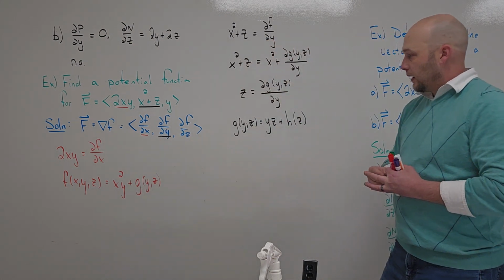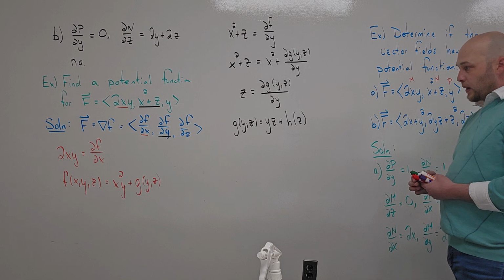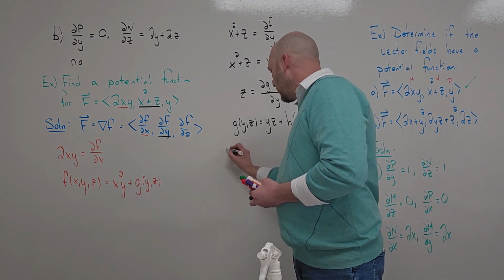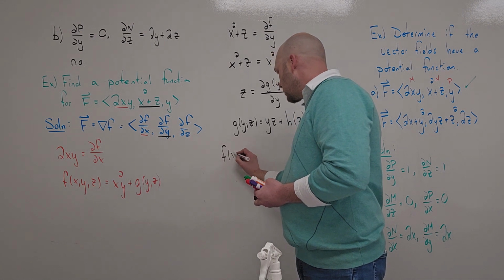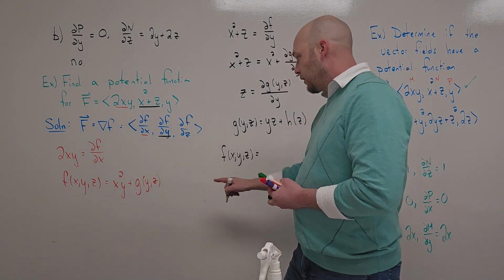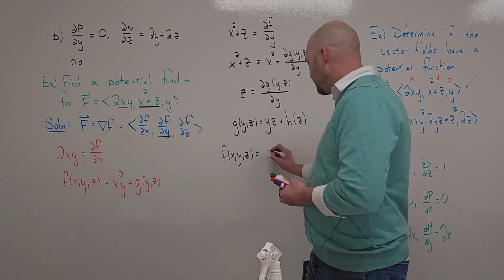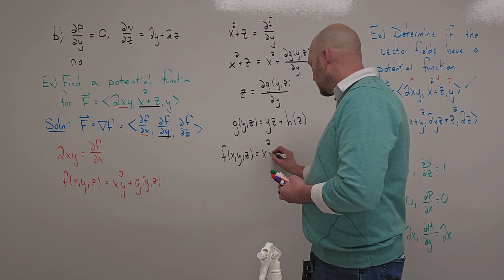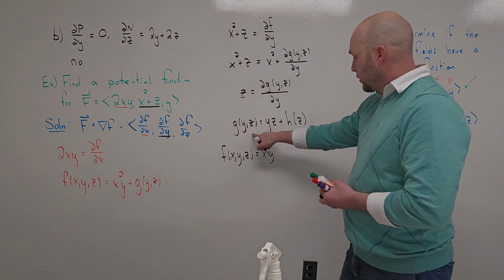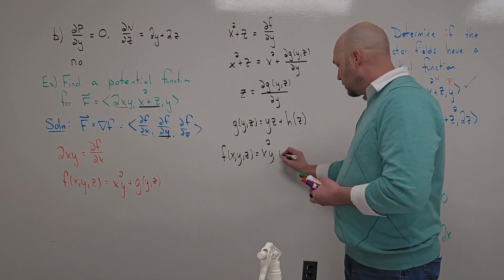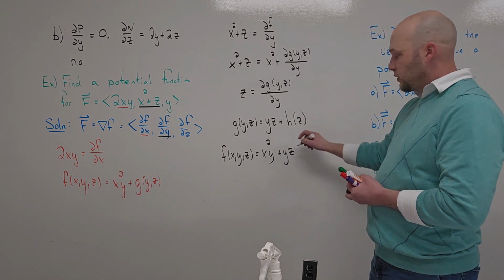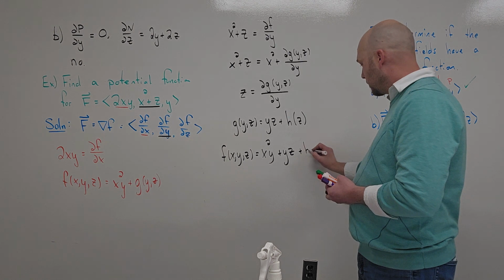Okay, so therefore I'm going to take this expression and substitute that into here to get more information about the potential function f. Therefore, I know that the potential function f consists of the following. I know it has an x squared y, and then g, the function g. Well, the function g has a yz, and then an unknown h of z, so I'll put plus h of z.